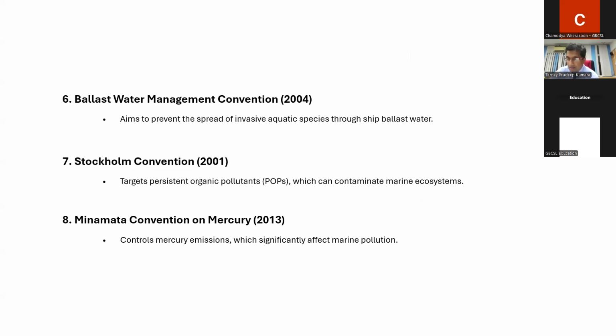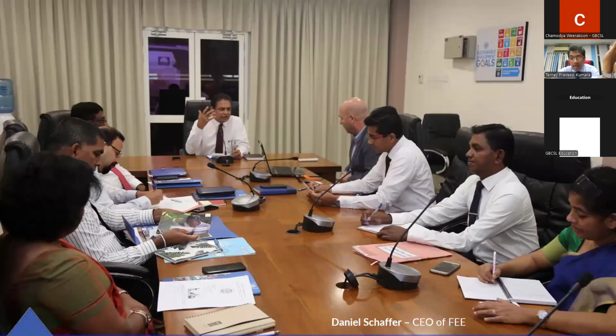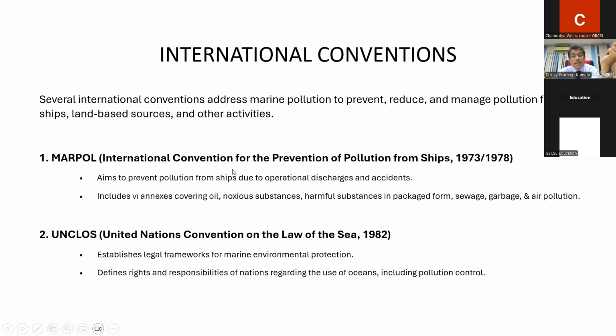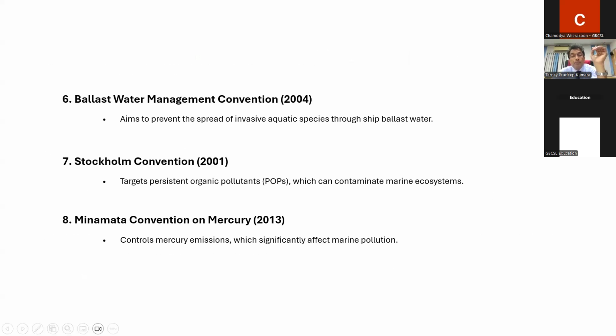So I prefer that you read on each topic to learn more about these conventions, which control ship-based marine pollution. Still, we can stop ship dumping, waste, sewage from ships, and oil pollution from ships. Those are covered under MARPOL Annexes 1 to 6. There are six annexes covered under MARPOL, right?